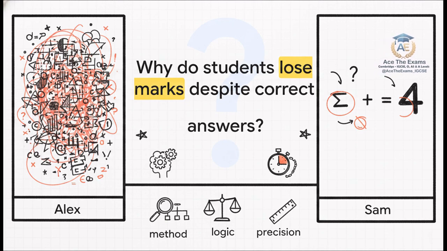Then you have Sam. Sam rushes through the algebra, gets the correct final number, yay, right? But no, he completely misses the command word requirements of the actual question. Ultimately, both of these guys lose the majority of the marks. Why? Well, because getting the right number at the end is only a tiny fraction of the battle. The examiners are actually testing your method, your logic, and your precision.